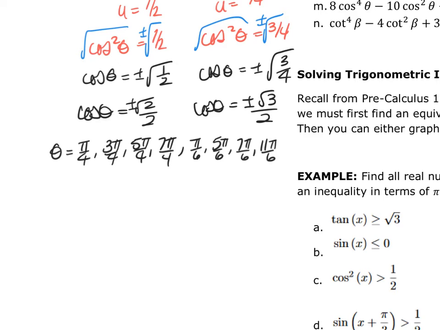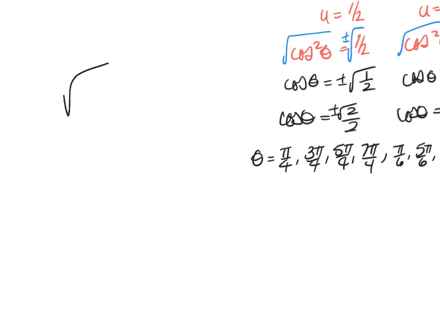Wouldn't the square root of 3/4 break down to the square root of 3 over the square root of 4? Square root of 4 is 2. So the question you asked me is the square root of 3 over 4. Well, this is equivalent to the square root of 3 over the square root of 4, which is the square root of 3 over 2.